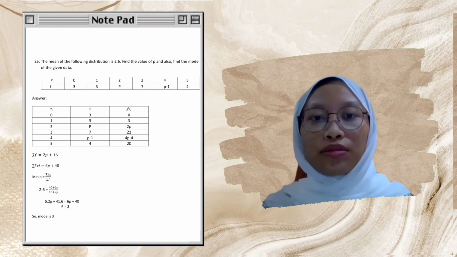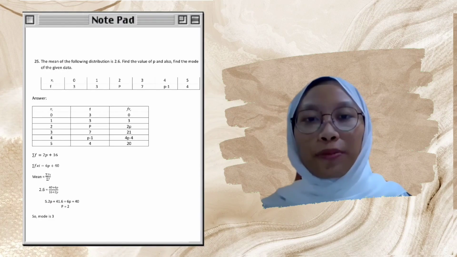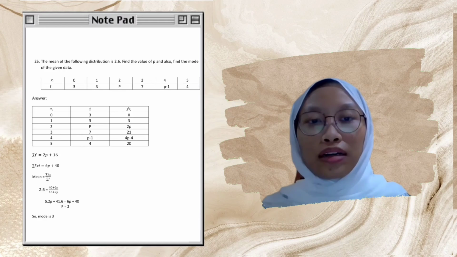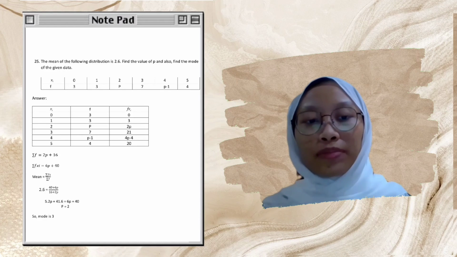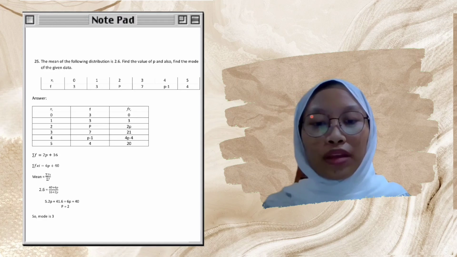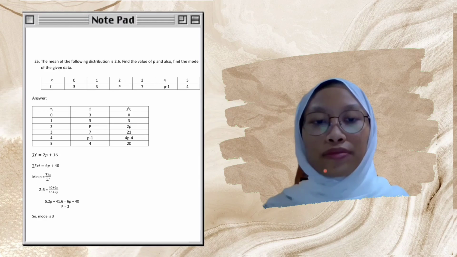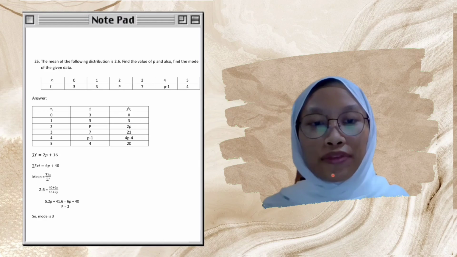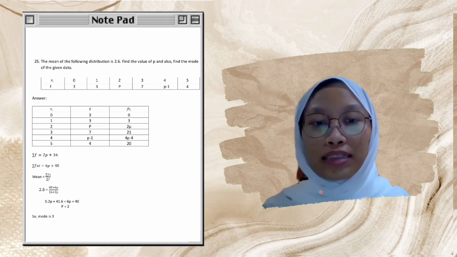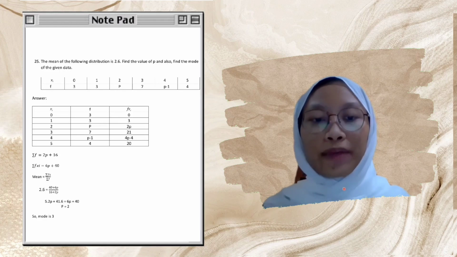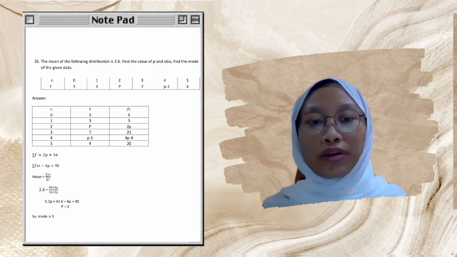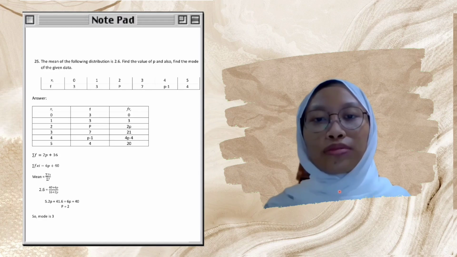Given the mean is 2.6, the question asks for P. Using the formula that we have learned before, the mean, x bar, equals the summation of frequency times x divided by the summation of f. We insert the values into the formula and set P as the subject since the question asks for P. After we calculate, we get that P equals 2.